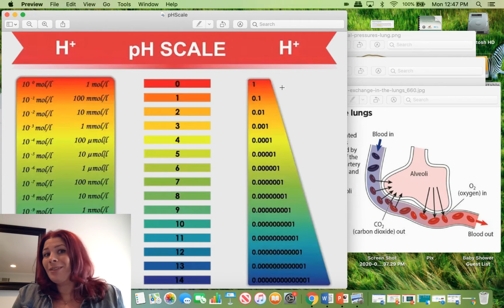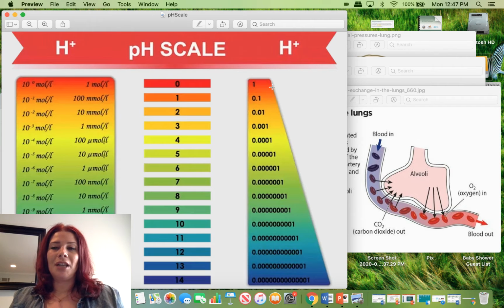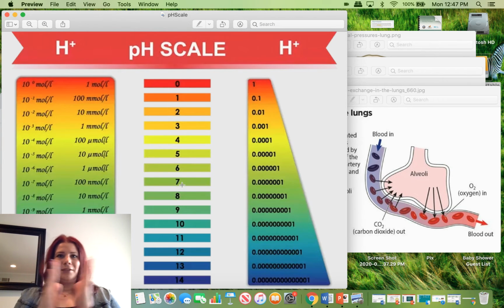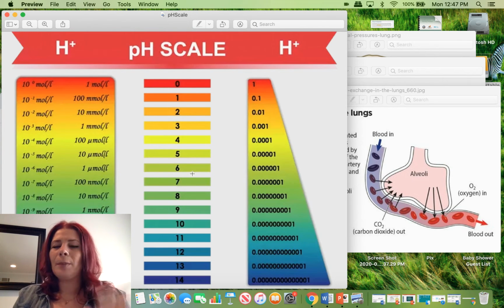So if we're looking at something with a pH of 0, we should have a significant number of H plus, or hydrogen ions. Whereas if we're looking at something that's basic or alkaline, we're going to have very little, because we're going to have a higher concentration of something called OH negative, or hydroxide ions. If you're at a pH of 7 and you're neutral, they're balanced 50-50, so to speak. Just a reminder of what that is.